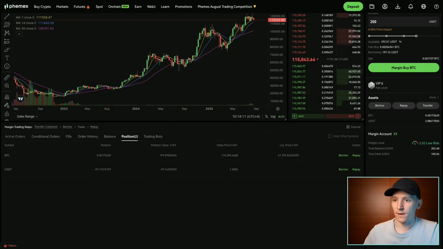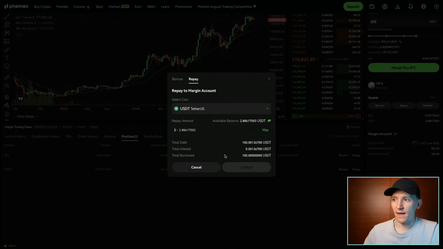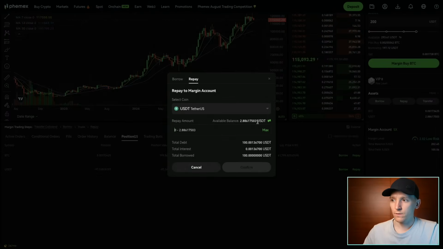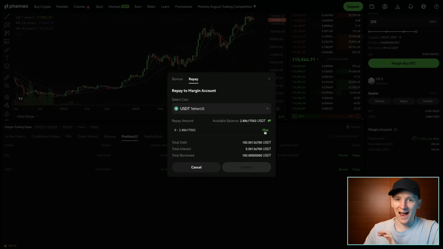So what we're going to do is repay. So I'm going to repay the USDT here, like this, and it says, how much do you want to repay? Right, so we're going to repay here, USDT. You can see that I've got an available balance here in USDT. That's all I've got. I just put a little bit into the margin account just to show you. So that's my free cash that I can pay off. So I just added this in extra.